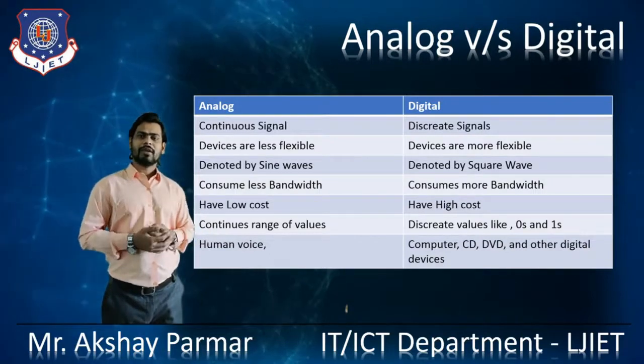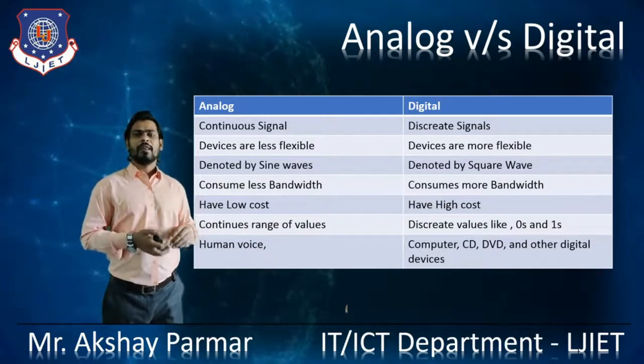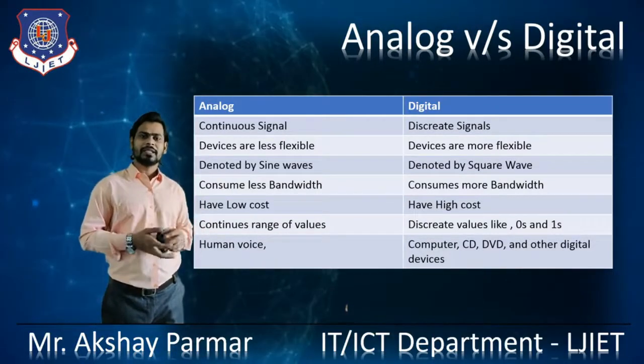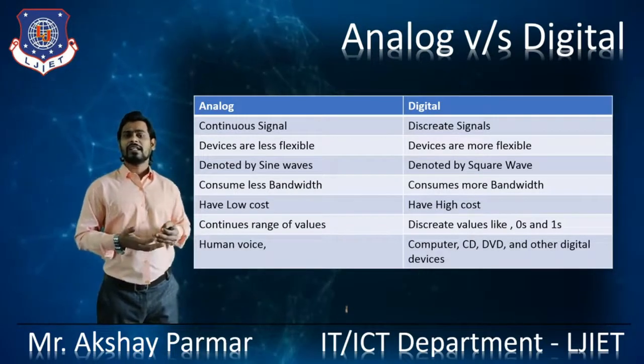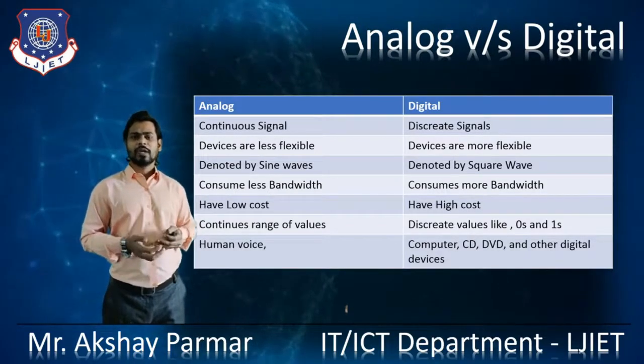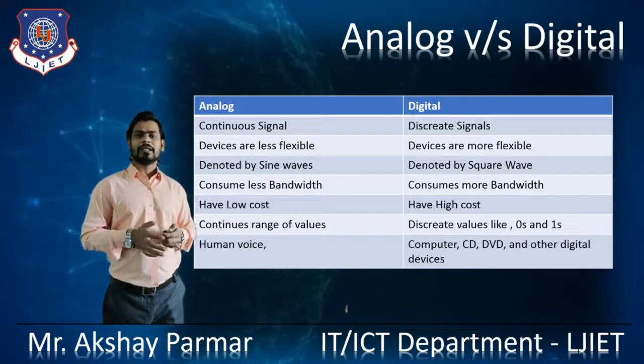An example of an analog signal is human voice. You can have any peak between the given range. But in digital signals, computers, DVDs, CDs, and any other digital devices store digital signals. So this is all about analog and digital signals.